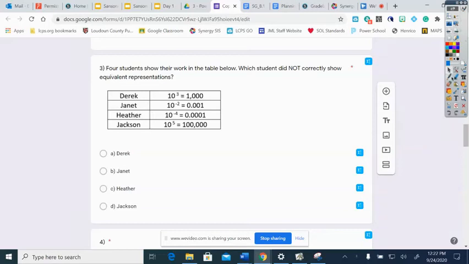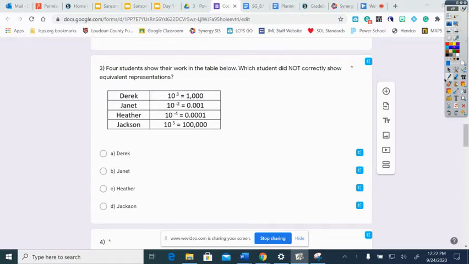Hi. So for this question, I'm going to go through question 3 and try to give a little explanation for it. So for this one, they want to know which student did not show their answer correctly. So really what you should probably go through and do is just try to solve each of these powers of 10 and see if you get the right answer.